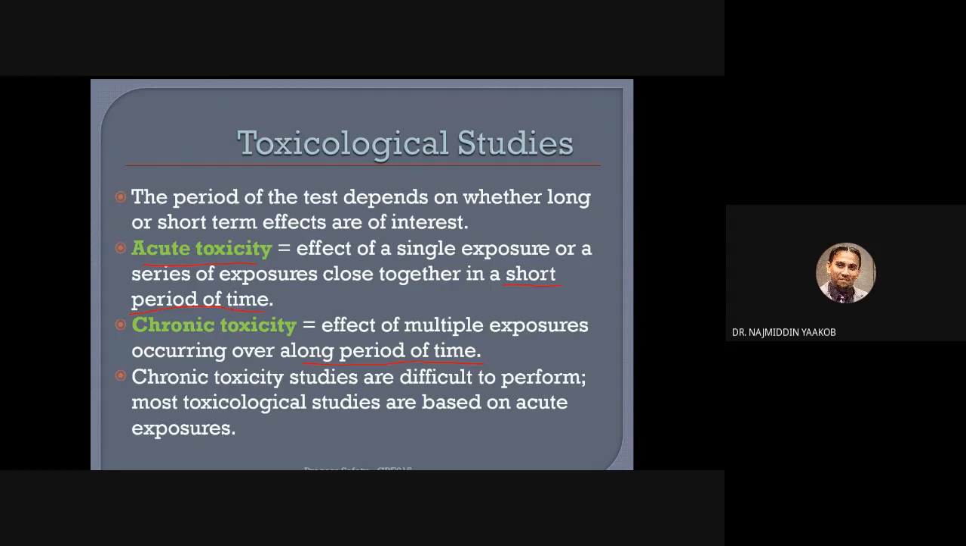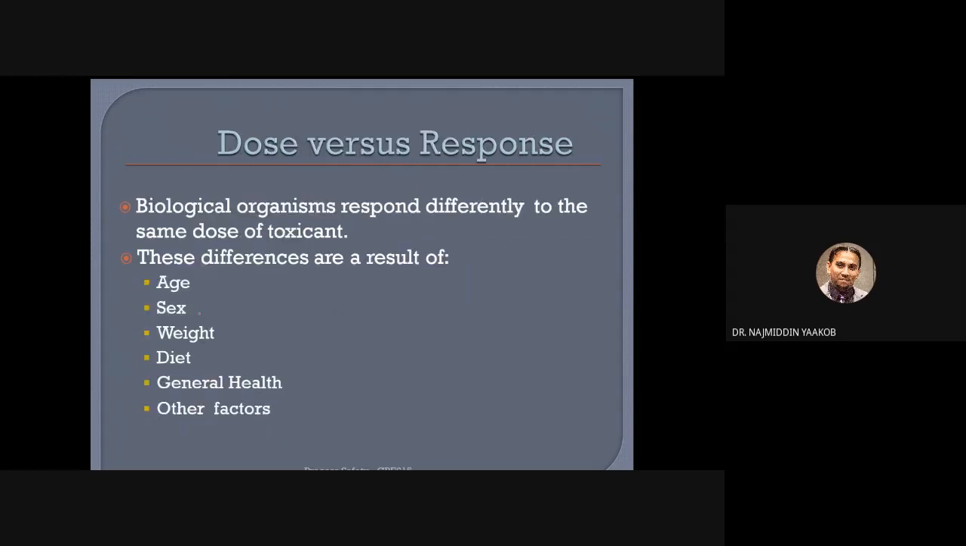Chronic toxicity studies are difficult because most toxicological studies are based on acute exposure, because in toxicology studies normally we don't do it too long. So we measure it at the acute level. Biological organisms respond differently depending on their age, sex, weight, diet, general health, or other factors. So these are the factors that can lead to a different response towards your dosage or toxicology studies.